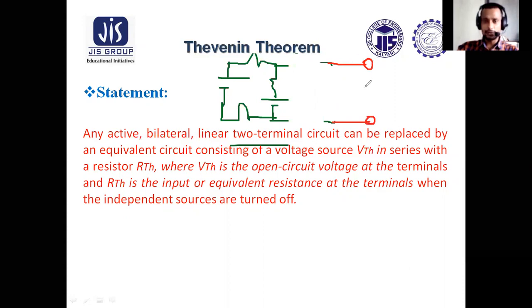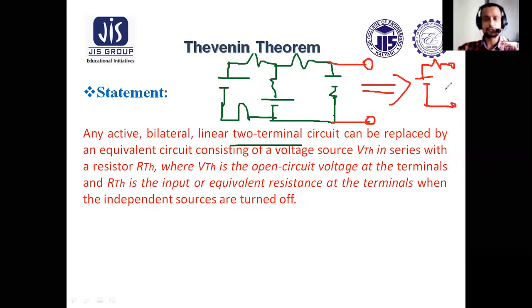Now the entire circuit can be replaced by a voltage source with a series resistance, and these are those two terminals. So what can we say here? Any two-terminal circuit can be replaced. This is a complex two-terminal circuit which can be replaced by this equivalent circuit, which is having a voltage source and a resistance.